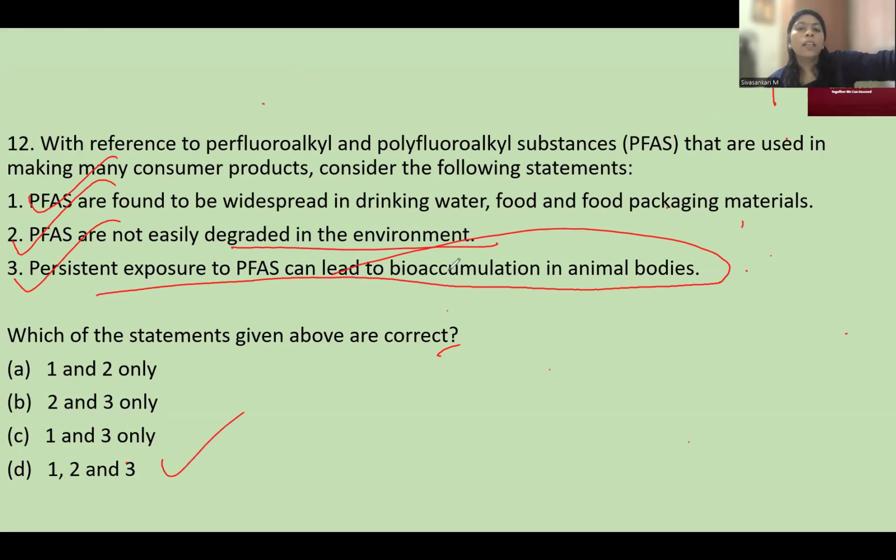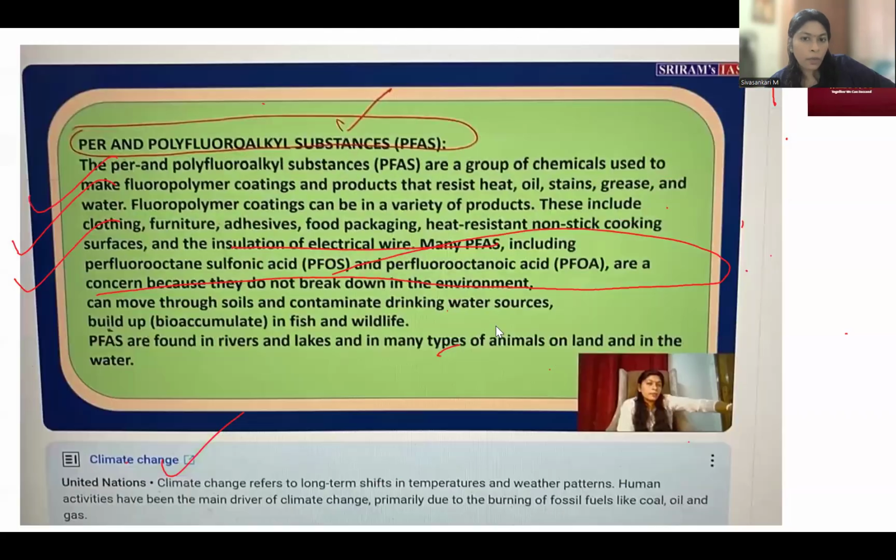And this pattern has come many times. Every now and then you will find this pattern, so it's a very important pattern to take care of. See this, this is the rapid revision series when I am teaching, and you can easily see that everything is mentioned here. Bioaccumulation in fish and wildlife. It is found in electric wire and food packaging. It contaminates drinking water sources. All the points are there.